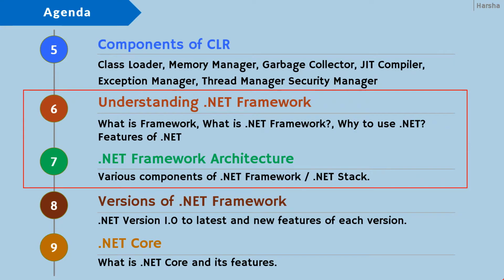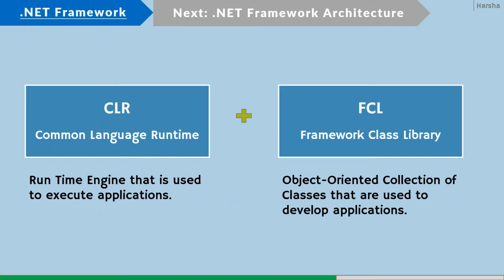This lecture explains about .NET Framework and its architecture. .NET Framework is a software platform to build different types of applications such as desktop, Windows, and web applications. .NET Framework is a part of .NET. That means .NET has two major components. One is .NET Framework and the other is .NET Core. We will discuss about .NET Core in the further lectures.